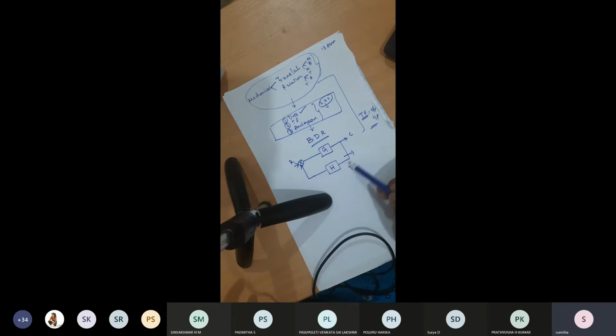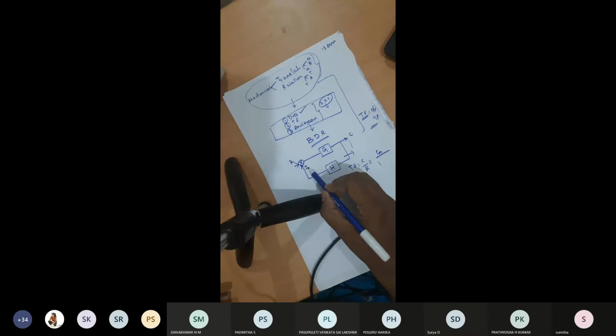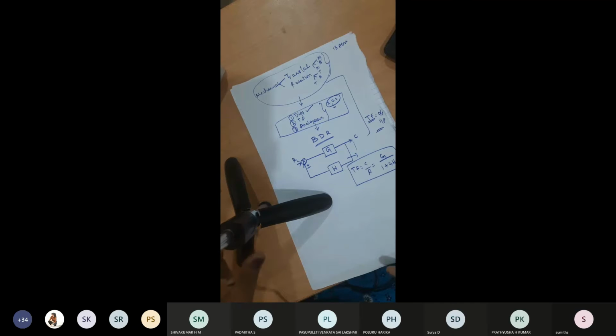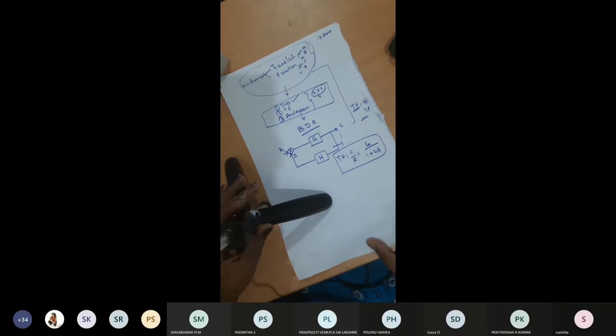Now there are so many elements here. What will be the transfer function, C by R? It will be G divided by 1 plus or minus G into H. Hope you people remember this. Yes, ma'am.